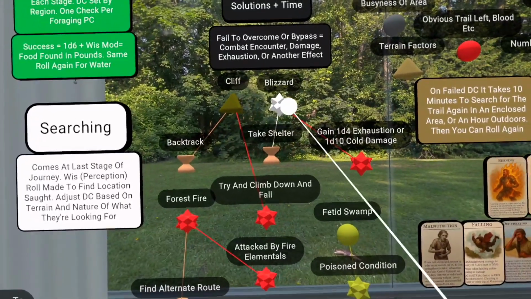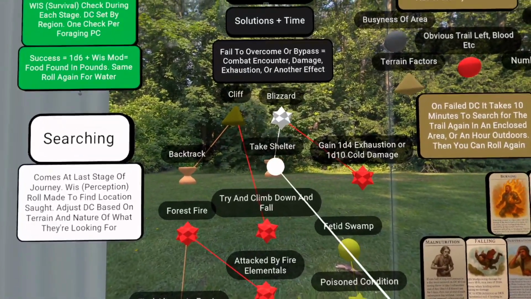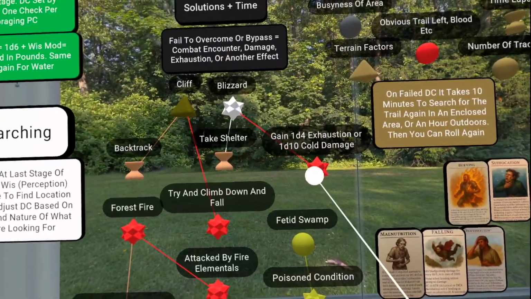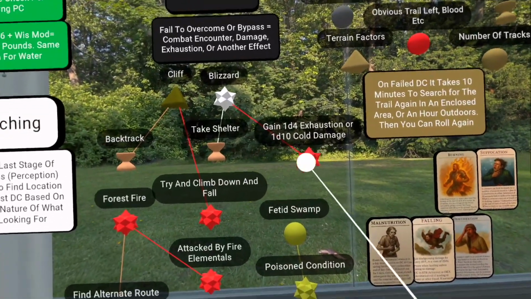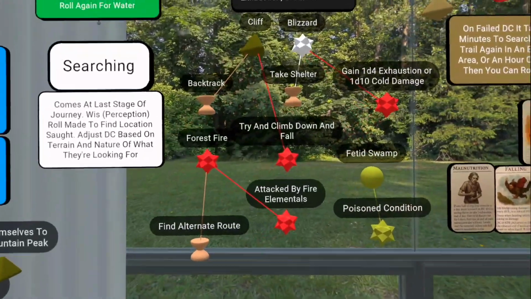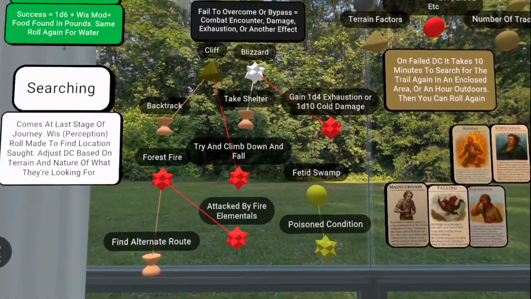So there could be a blizzard. They could take shelter to wait the blizzard out. That would add time. Or they could try and blitz on through it, right? Which would cause some exhaustion maybe, or some cold damage. So that's cool. You can play with those.